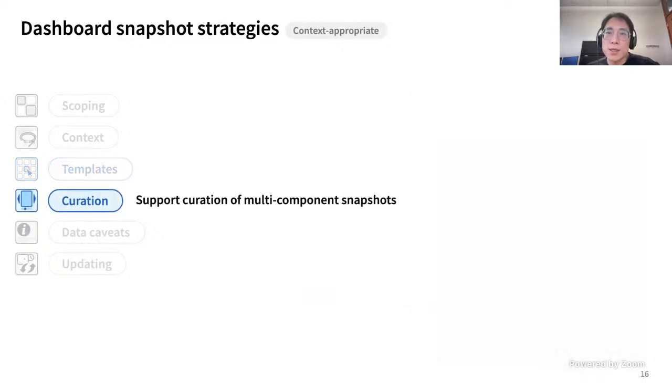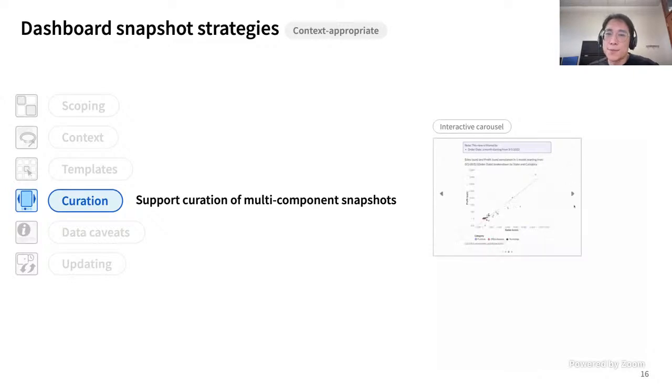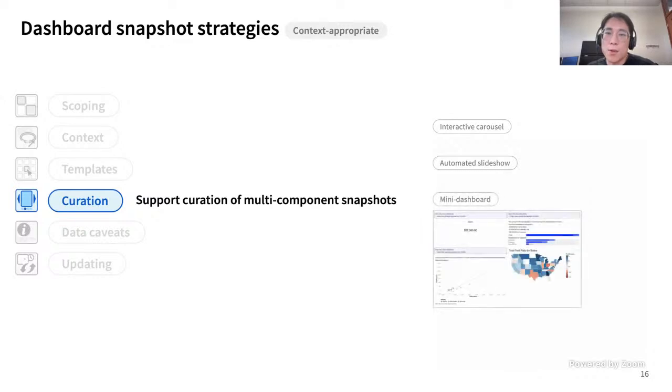A snapshot could deliver more structured data stories or rich backgrounds for those who get more engaged. In that case, the snapshot needs to consist of multiple components, and those components need curation methods, such as an interactive carousel, or an automated slideshow, or a mini dashboard.